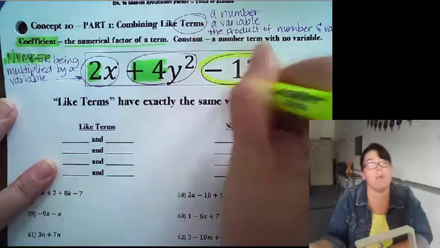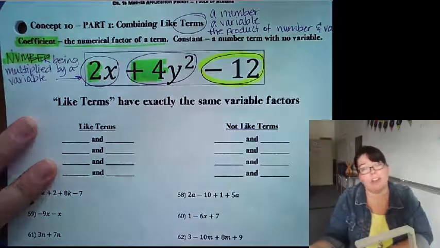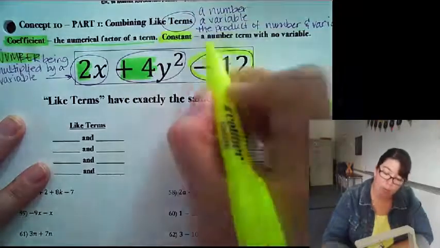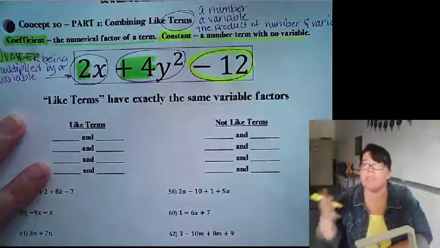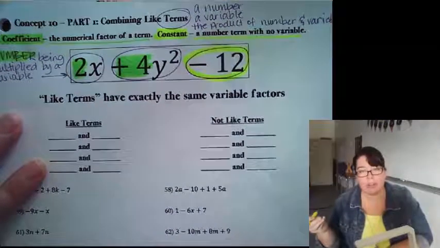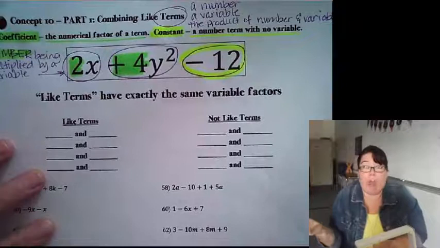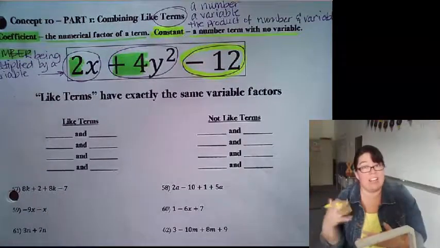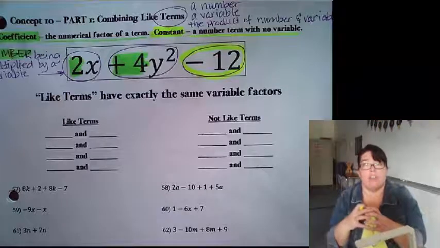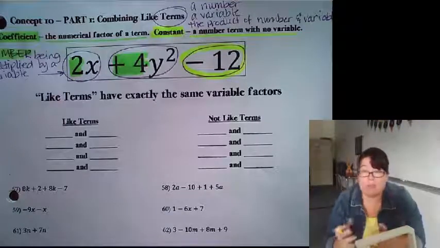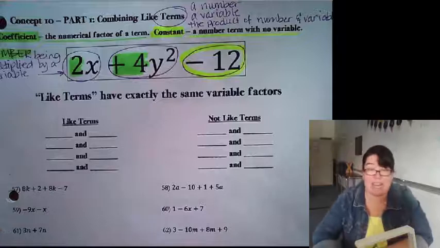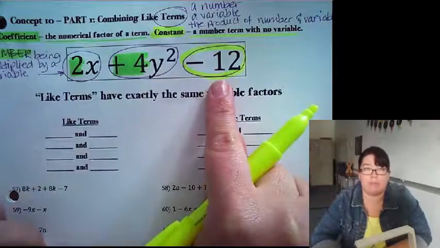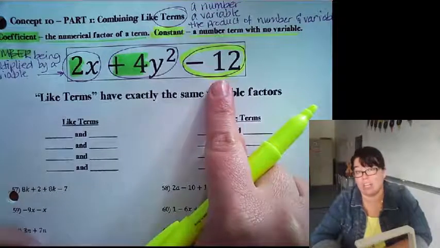This lonely number all by itself doesn't have any variables. That's called a constant. A number term with no variable, because it will never change. Remember, the variable is what we don't know. It could be anything, okay? And so it's going to change the value of the term no matter what we're multiplying it by, depending on what the variable is. Well, this term doesn't have any variable. It'll never change. It'll be negative 12 always and forever because it's not multiplied by anything that is changing.